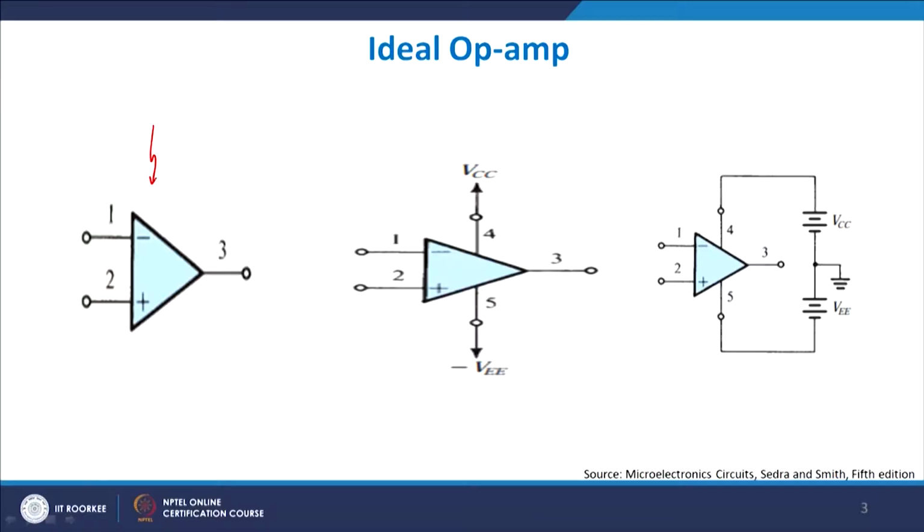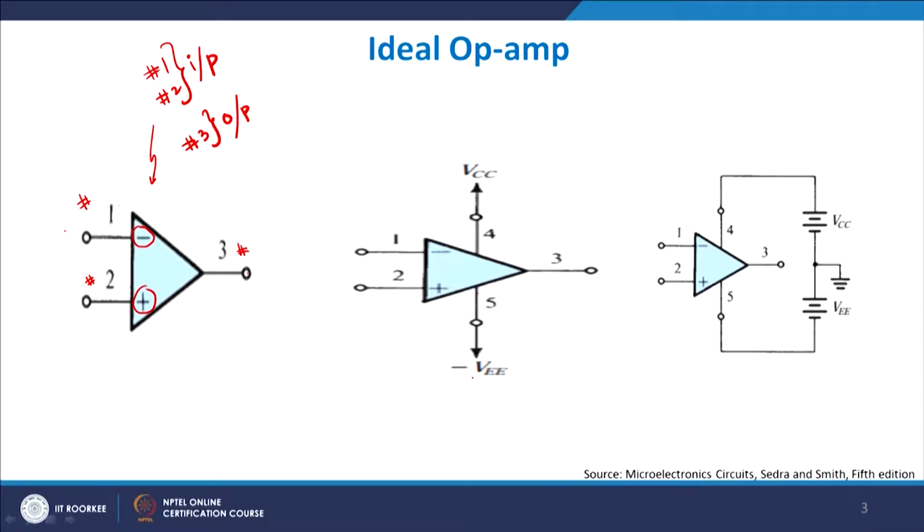Let me show you what an ideal operational amplifier looks like. Ideally, for a user, the ideal operational amplifier looks like this, and it has three terminals here. This is terminal number 1, this is terminal number 2, and this is terminal number 3. There is a specific sign for the first terminal, minus, a specific sign for the second terminal, plus, and you have an output here which is V out. So this is your output terminal. Terminal number 1 and terminal number 2 are basically your input terminals, and terminal number 3 is your output terminal.